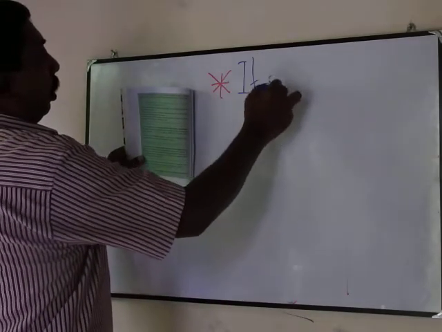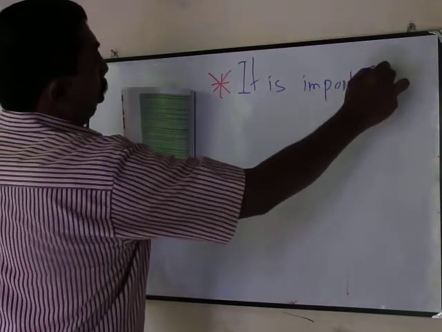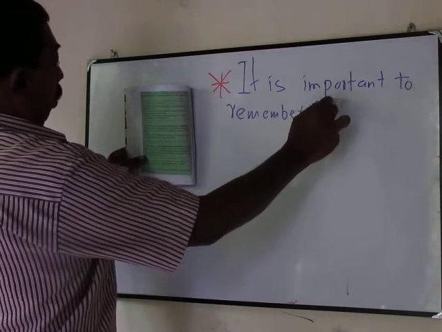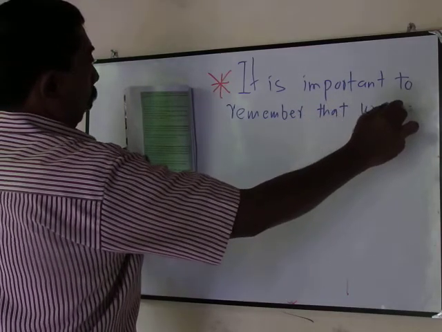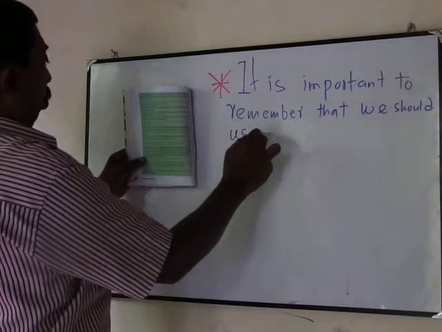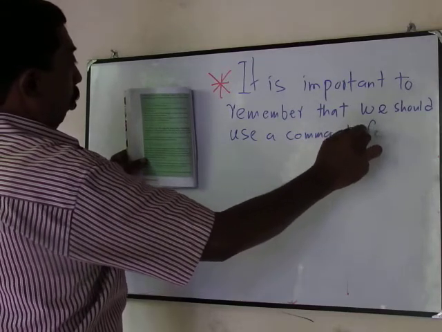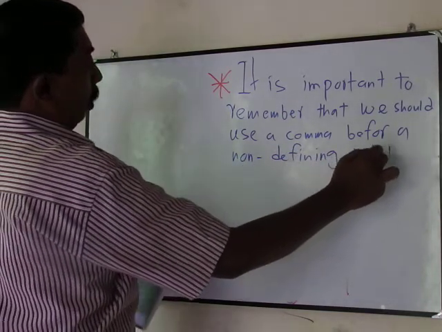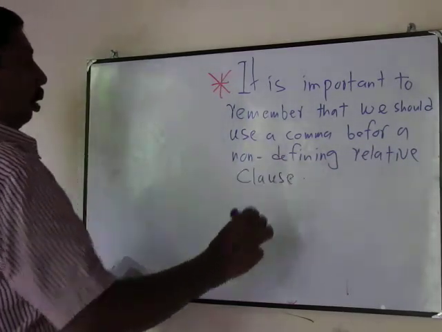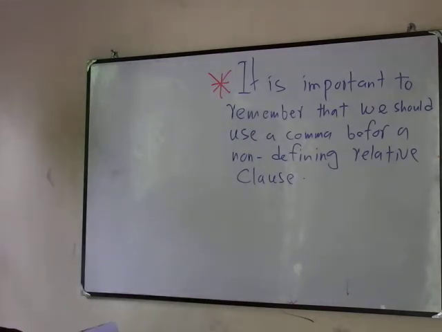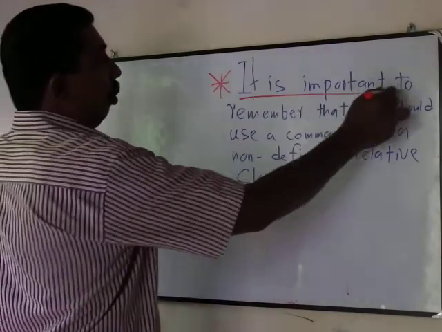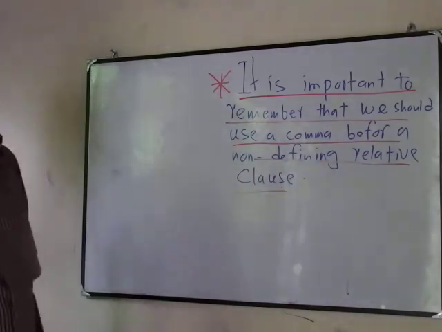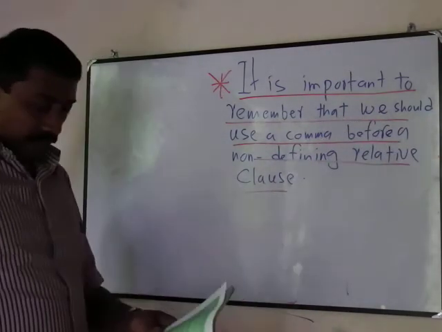It is important to remember that we shouldn't use a comma before a defining relative clause. Right. Now you know what are the defining relative clauses and non-defining, and this is simple. It is important to remember that we should use a comma before a non-defining relative clause. Right.